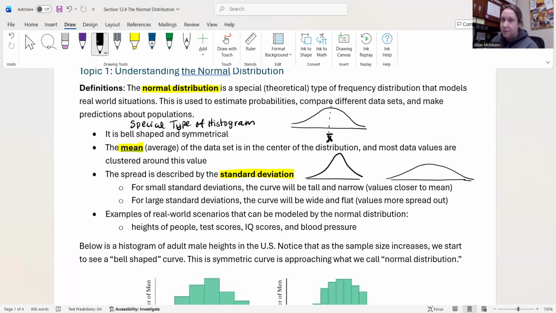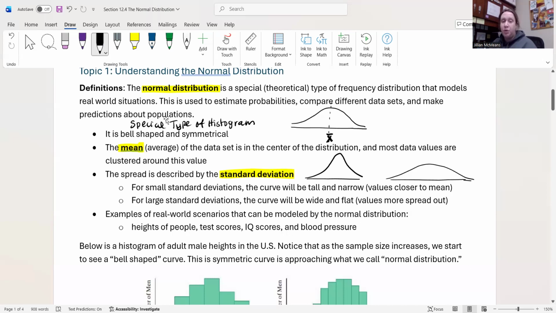It'll still be bell-shaped, it'll still be symmetrical, but some of those bells will be tall and narrow, other bells will be kind of flat and wide. Okay, and that's all going to depend on how spread out your data set is. Are data items really close to the mean, generally speaking, or are they much more spread out? Okay, some real world examples that we will look at that can be modeled with the normal distribution are heights of people, test scores, IQ scores, and blood pressure.